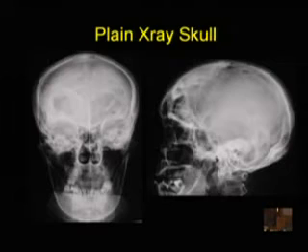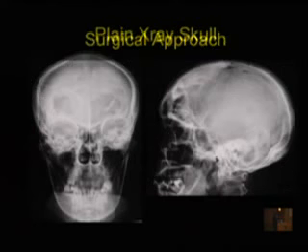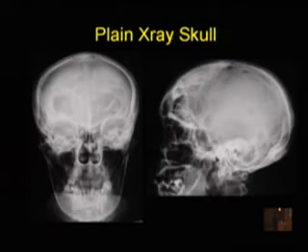Actually, the best thing to look at it with would be a plain X-ray, where you can see a bit of a ball-shaped space-occupying lesion here. So how would we approach this problem here? And what do you think this space-occupying lesion was?